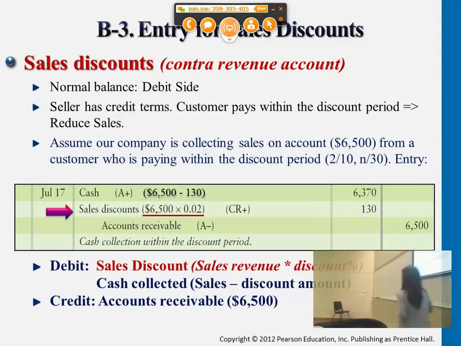Okay, so in this case, you'll see sales discounts listed with an amount of $130. Remember again, at the end, under the income statement, you'll see sales revenue first, then you have the returns and allowances and sales discounts listed underneath it. These two amounts will be deducted from sales. So it's the opposite side of sales.